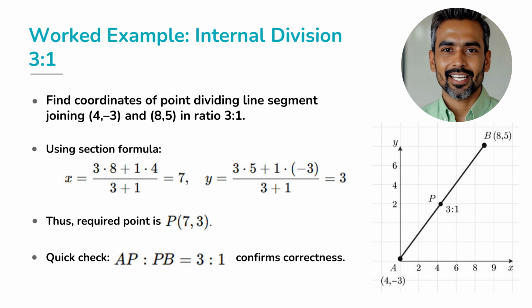Let's test the formula with an example. Suppose we want the point that divides the line from 4, -3 to 8, 5 in the ratio 3:1. Plugging into the formula, x equals open bracket 3 times 8 plus 1 times 4 close bracket over 4, which gives 7. Y equals open bracket 3 times 5 plus 1 times -3 close bracket over 4, which gives 3. So the point is 7, 3. Simple, quick, and no measuring. Just imagine, one person walks 3 steps while the other only 1 step. The ratio is perfectly respected.